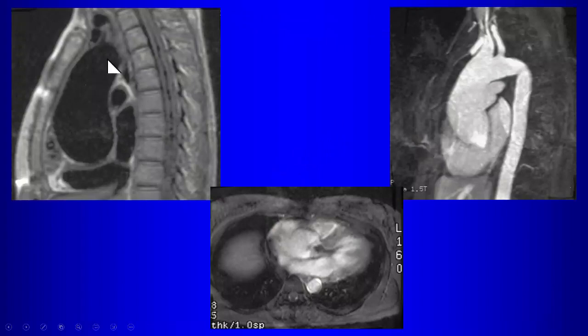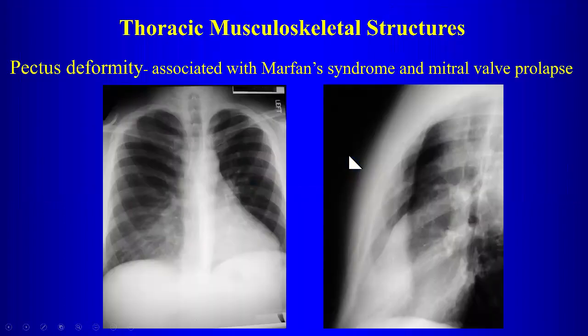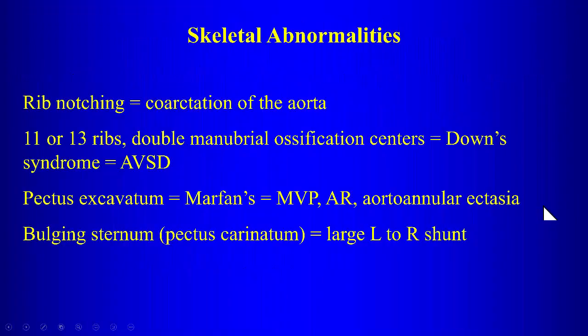In this particular case, there's annuloaortic ectasia, some aortic regurgitation, right? So we can see that in patients with Marfan's, and we mentioned mitral valve prolapse can also be associated with Marfan's. So rib notching, coarctation of the aorta; too many ribs or too few ribs can be associated with Down syndrome or endocardial cushion defects, atrioventricular septal defects. Pectus can be associated with Marfan's, annuloaortic ectasia, aortic regurgitation, mitral valve prolapse. Bulging sternum, so pectus carinatum, can also be associated with large left to right shunts.